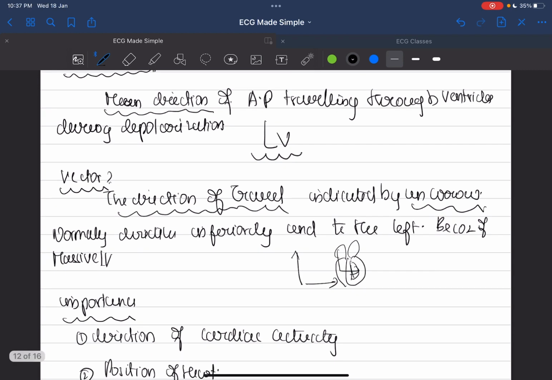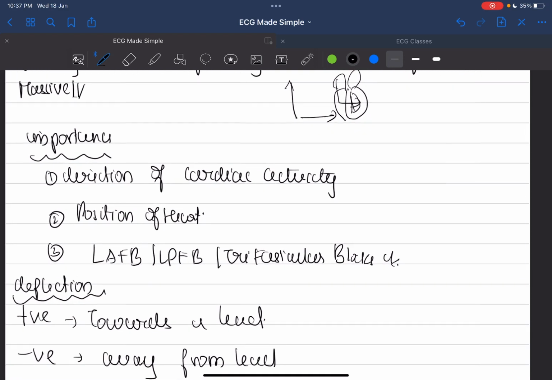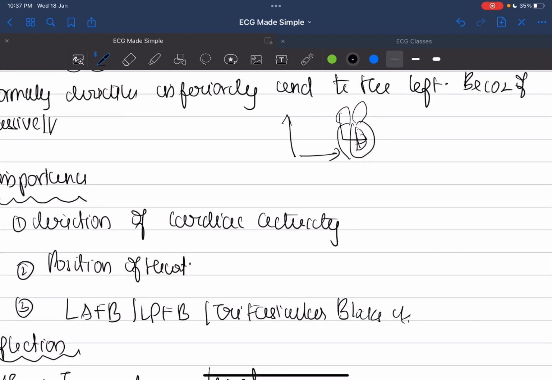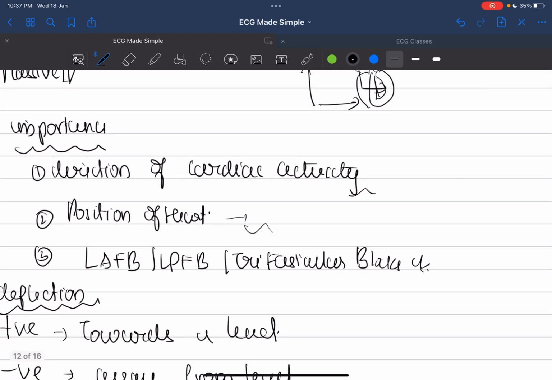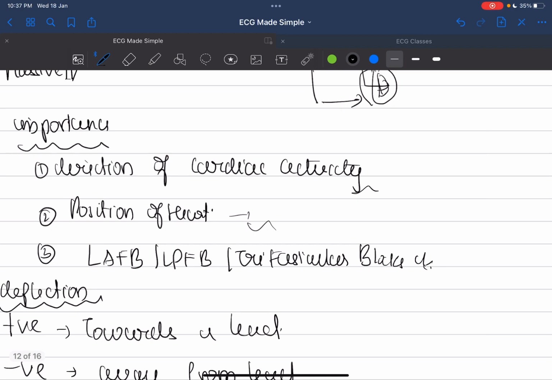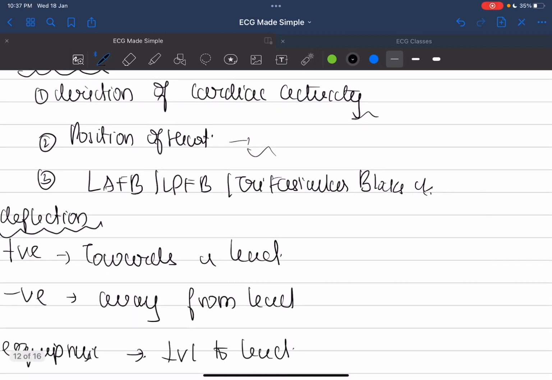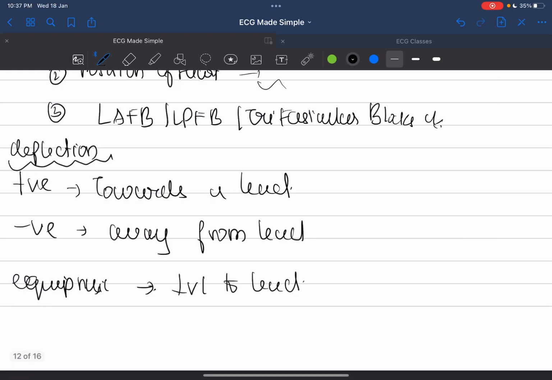So why should you know the axis? What is the point in knowing it? One thing is that you can know the position of the heart, whether it is a vertical heart, a horizontal heart, or in the normal position. Second, you can know the direction of cardiac activity, which direction the electrical current passes. And for diagnoses like fascicular blocks, bifascicular block, trifascicular block, LAFB, LPFB, the axis plays an important role.